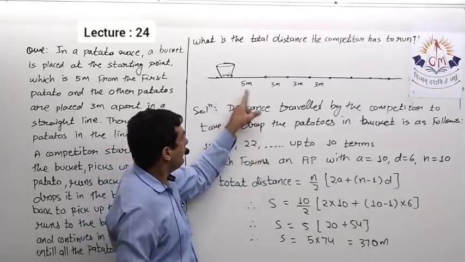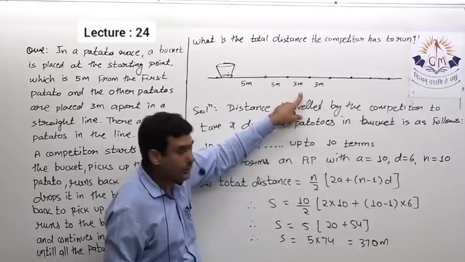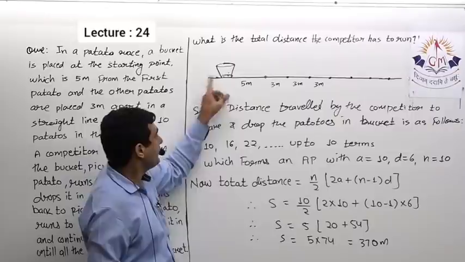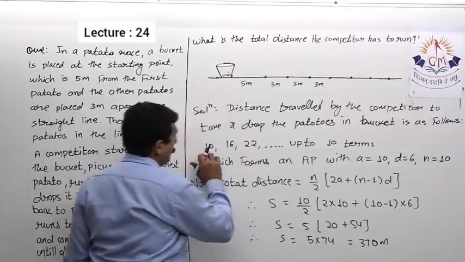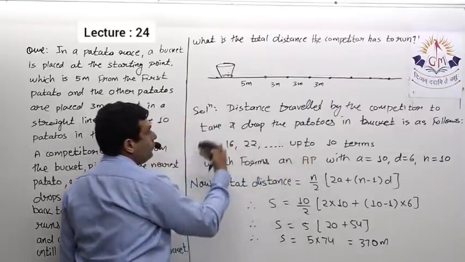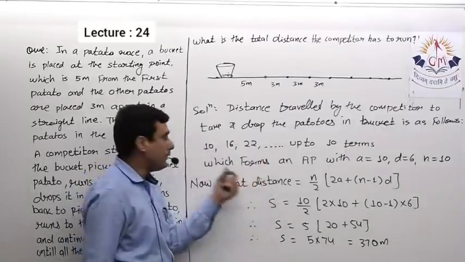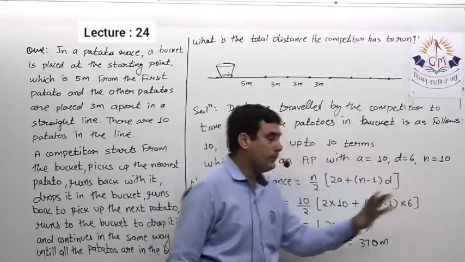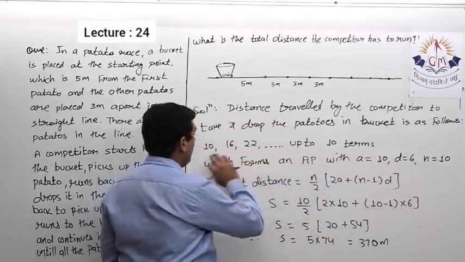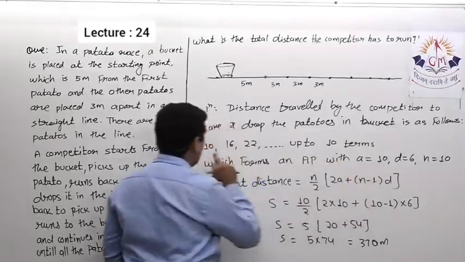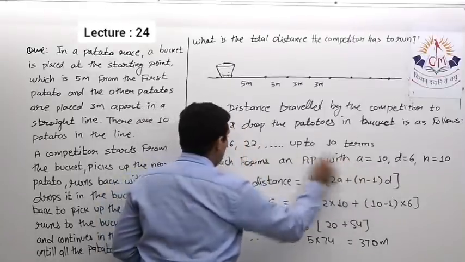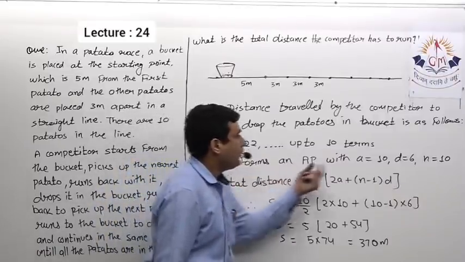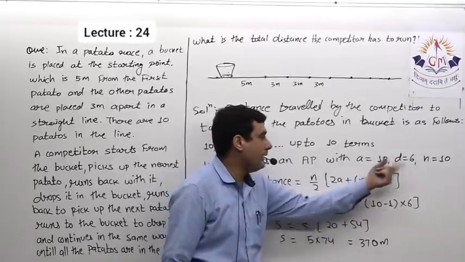In the similar way, 5 plus 3 plus 3 for the third potato, it will be 11, and 11 towards the bucket. So these are the distances traveled by the competitor to pick and drop the consecutive potatoes: 10 meters, 16 meters, 22 meters, up to 10 terms, for the 10 potatoes. So which forms an AP with first term a is 10 and the common difference is 6, and the number of terms, because there are 10 potatoes, n is 10.